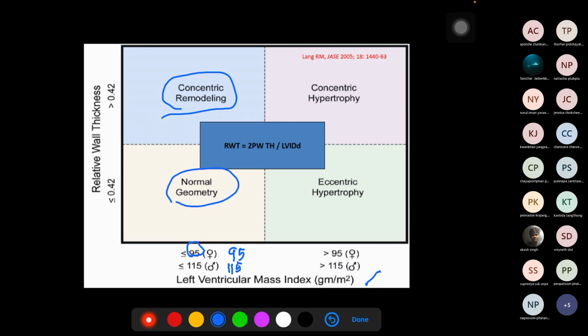Concentric remodeling, you can separate by the relative wall thickness. The relative wall thickness, when you see in the echo report, RWT, you look at the RWT, it's the relative wall thickness. Relative wall thickness, you can calculate by the posterior wall thickness doubled and divided by the LV internal dimension during the diastole.